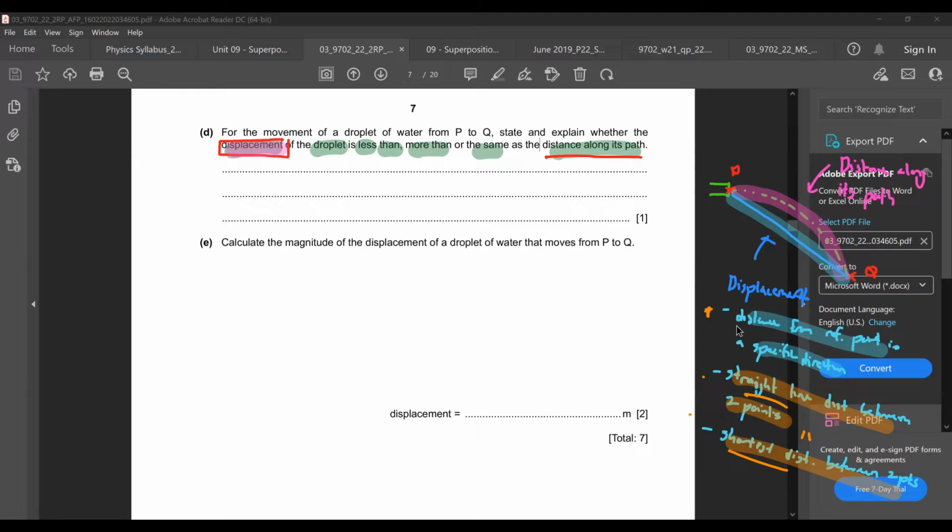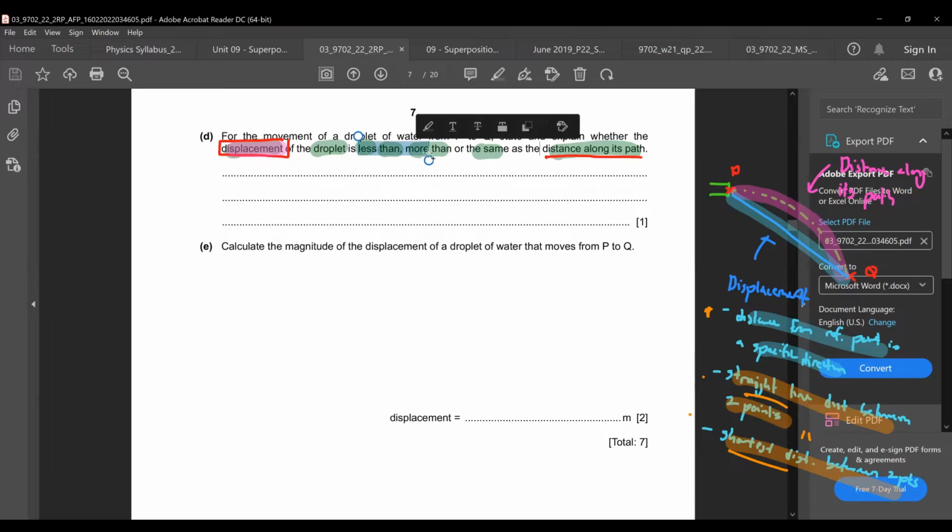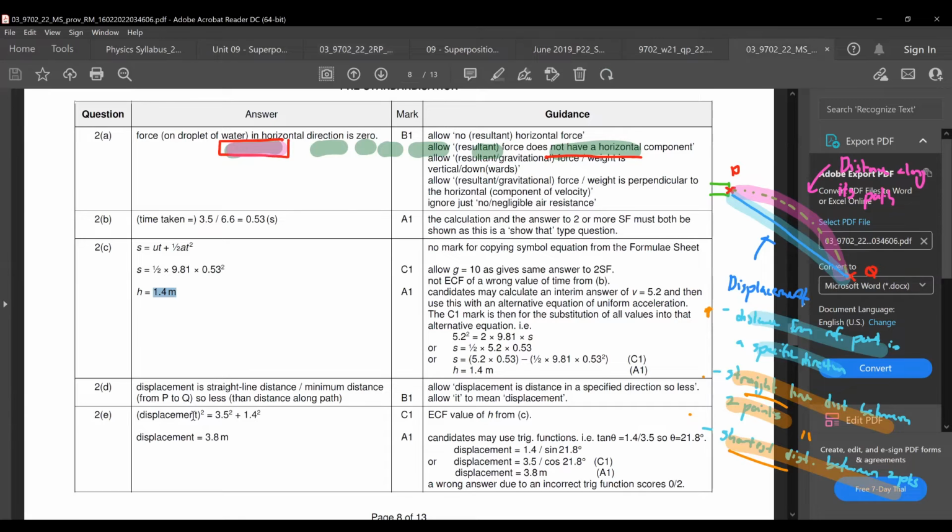But when it comes to defining displacement, it is actually distance from a reference point in a specific direction. Right now, just by looking at the diagram that I just drew, is your displacement going to be less than, more than, or the same as the distance along the path? Just by looking at the geometry, you can say that it's going to be less. Here they start to use point number 2 or 3. They say displacement is the straight line distance or minimum distance from P to Q, so it's going to be less than the distance along the path.